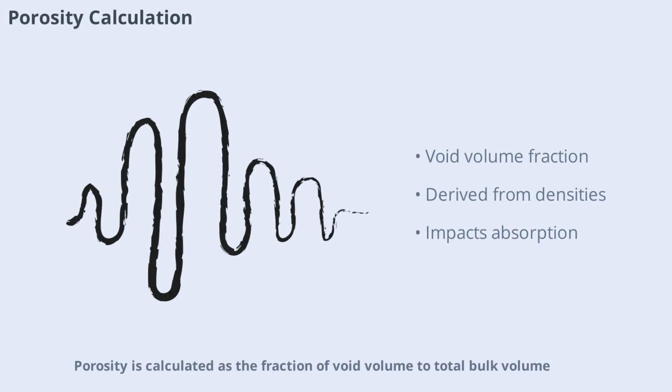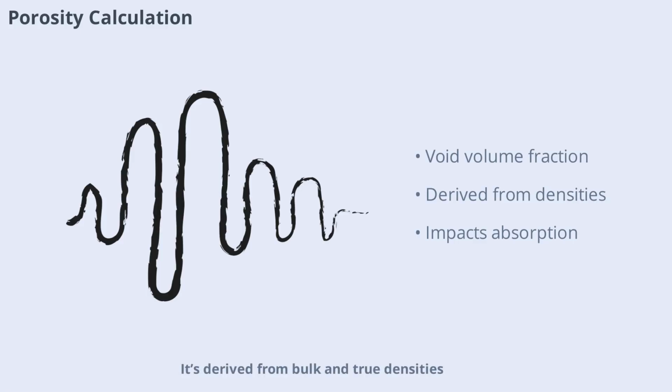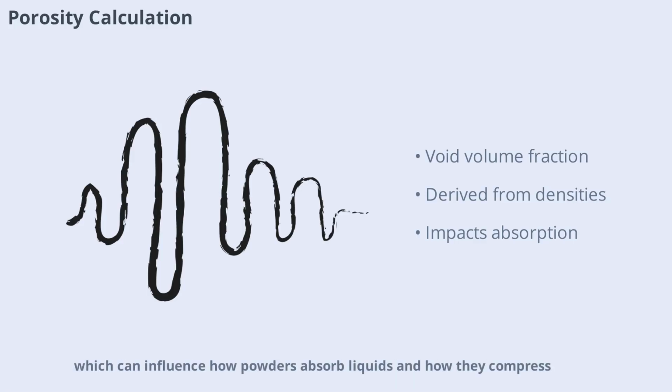Porosity is calculated as the fraction of void volume to total bulk volume. It's derived from bulk and true densities. High porosity means more empty space within the powder, which can influence how powders absorb liquids and how they compress. Accurate porosity measurements are essential for optimizing product performance in many industries.